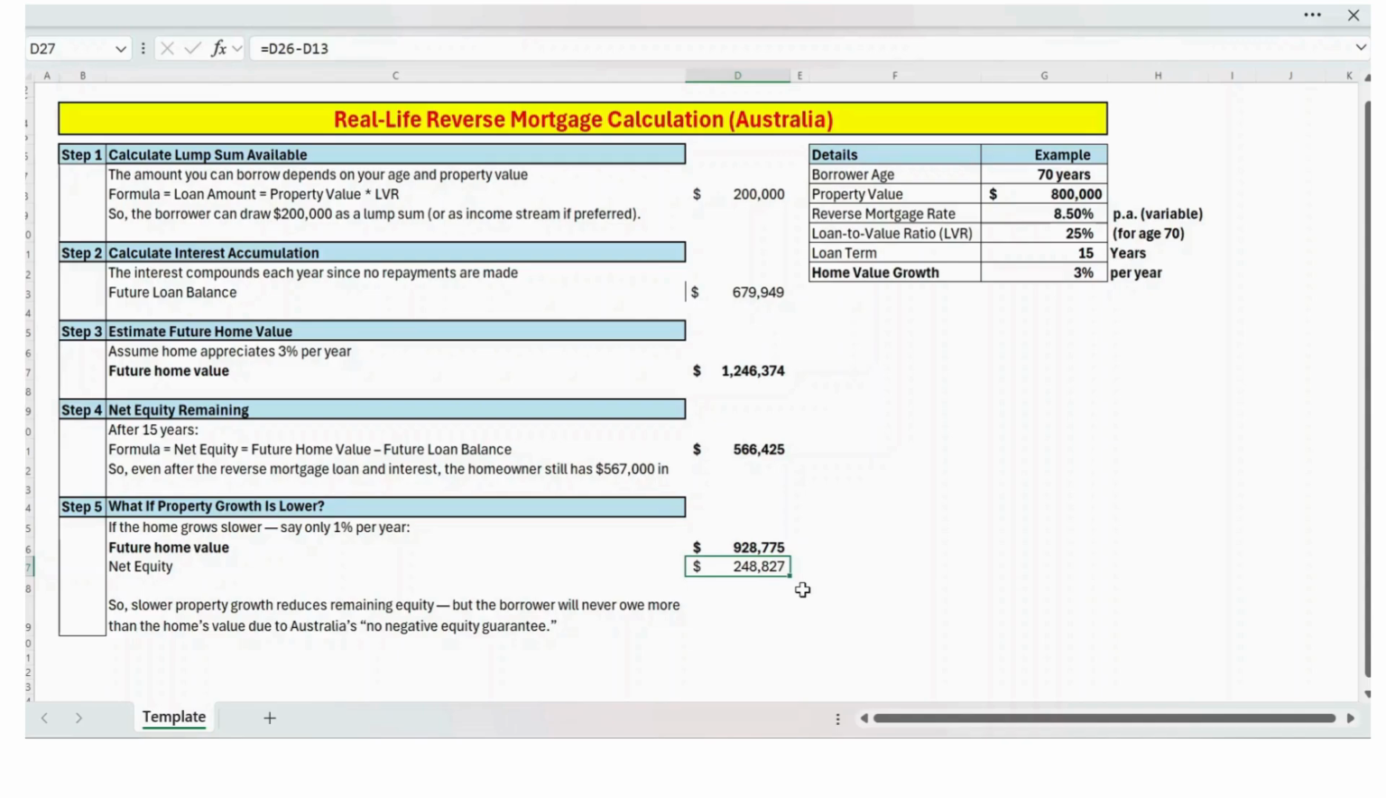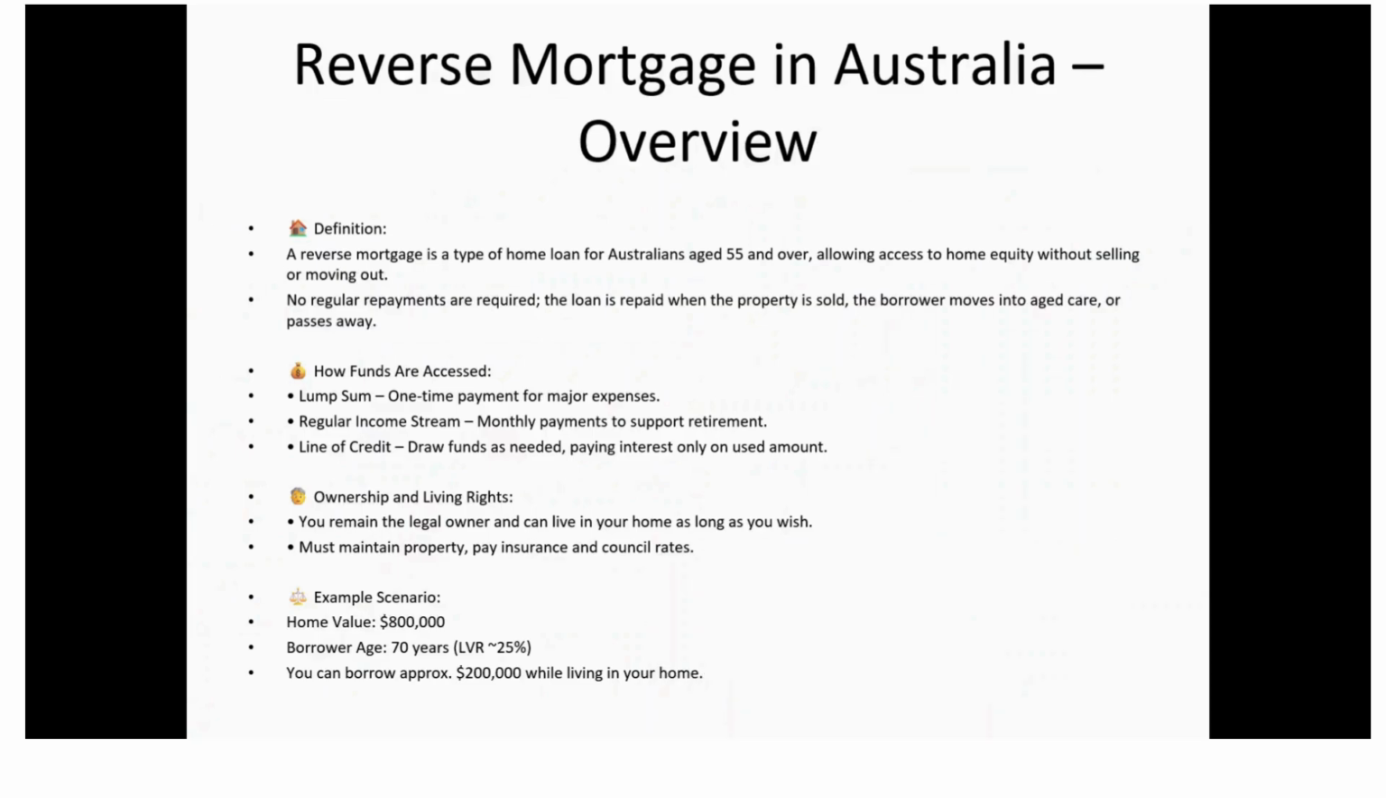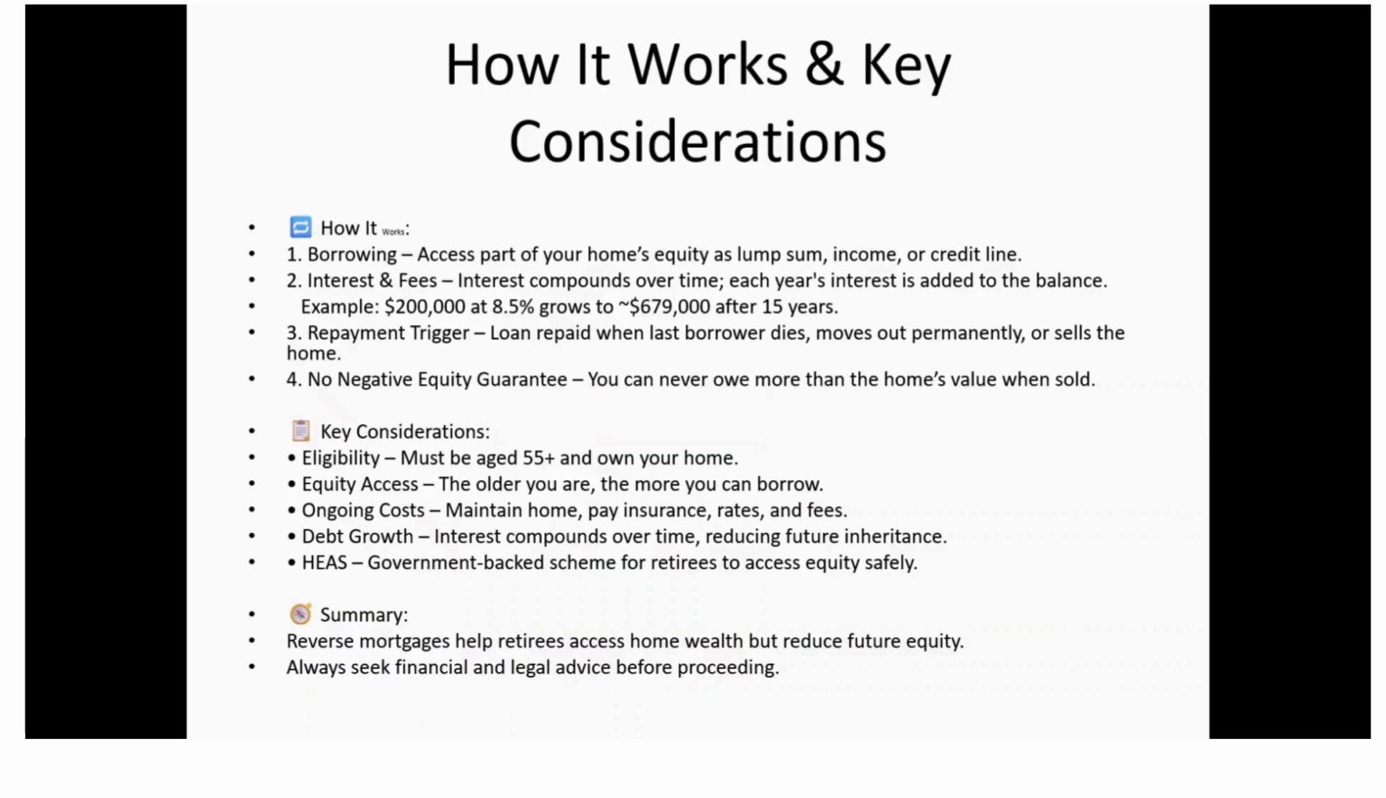In extreme cases, if the market went down, the debt could eat up almost all the value. But here is the most important part for Australian viewers. We have something called the no negative equity guarantee. Even if your loan balance tries to grow bigger than your house value, which it mathematically could if interest rates stay high and growth stays low, you will never owe more than the house's selling price. The lender has to wear that loss, not you or your estate. You cannot be left with a debt you can't pay. You will always have somewhere to live.